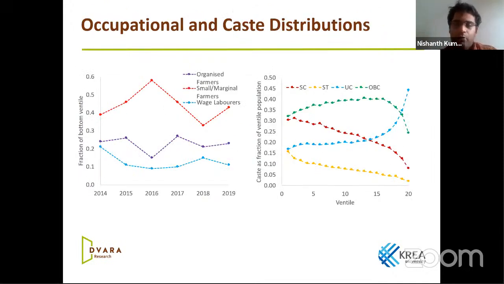Okay, so I won't go too much into detail about this, but if we just do occupational and caste cuts, it's very natural, something that I also flagged earlier, that a lot of this comes from small and marginal farmers, the farm sector, and the informal labor sector, and understandably so, the SC, ST, and OBC castes are the ones that are predominantly forming the bottom ventiles of the income distribution. So more to infer from these pictures.